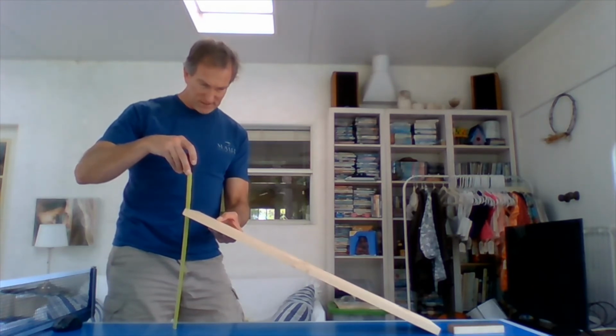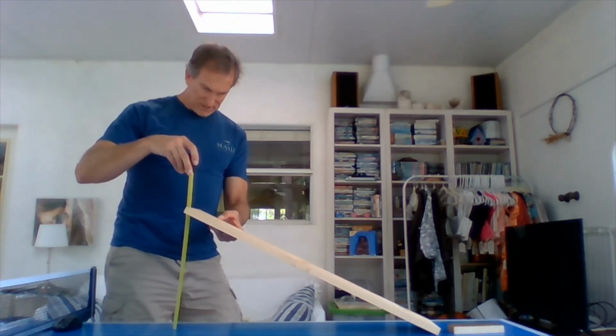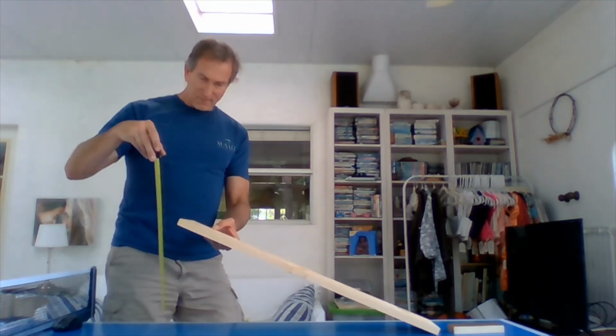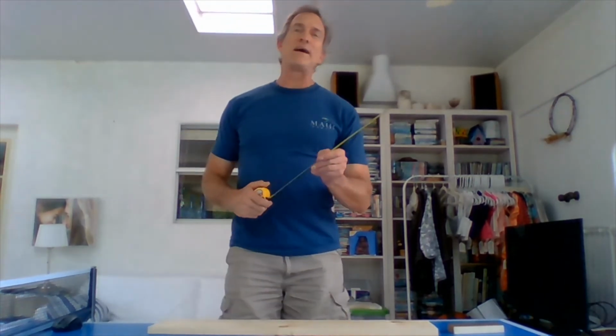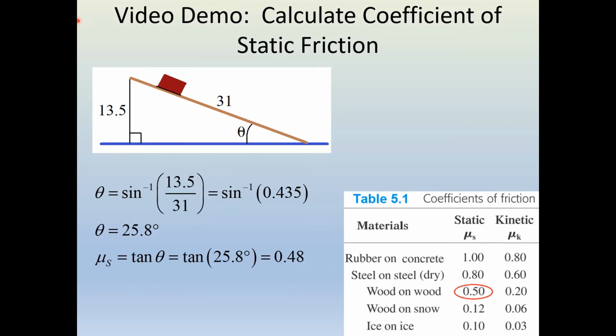It's right there. And the height of the ramp is 13.5 inches. So we'll go ahead and use that number to calculate our angle. In the video, we saw that the wood ramp was 31 inches, and the height at which it started to slip was 13.5 inches. So we can use that with our right triangle trigonometry to quickly figure out what theta is.